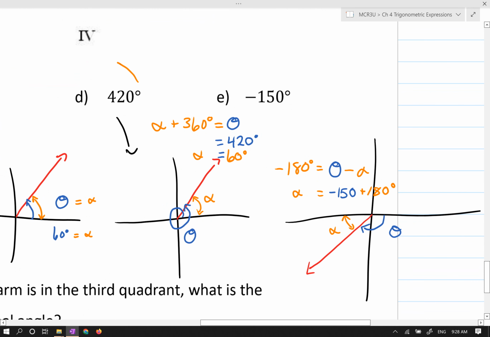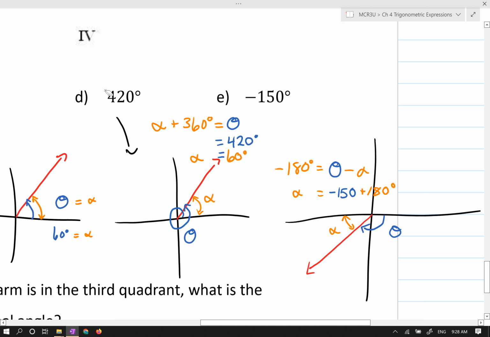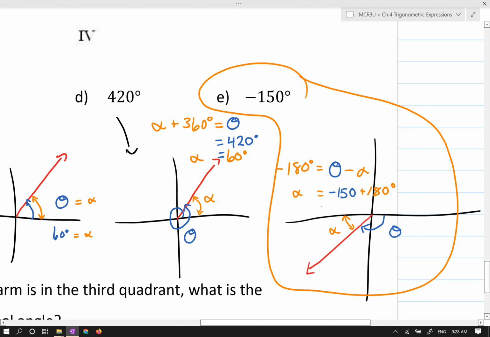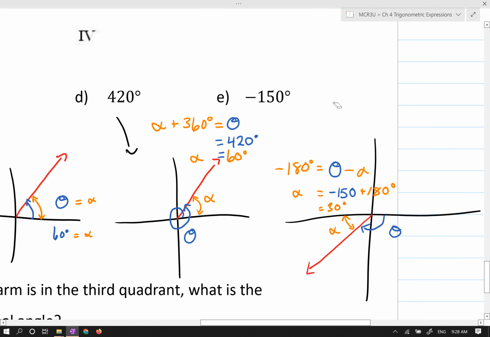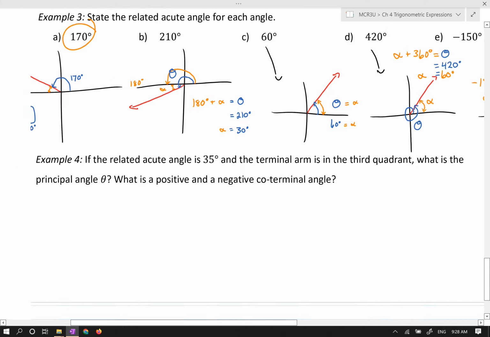So for part D, you can see the work in here. Our angle alpha is 60 degrees. And for part E, again, you can see our work in here. Our angle alpha is, oops, it looks like it disappeared on me, 30 degrees. Well done, folks. Just our last example here. I apologize for the video that drones on a little bit.